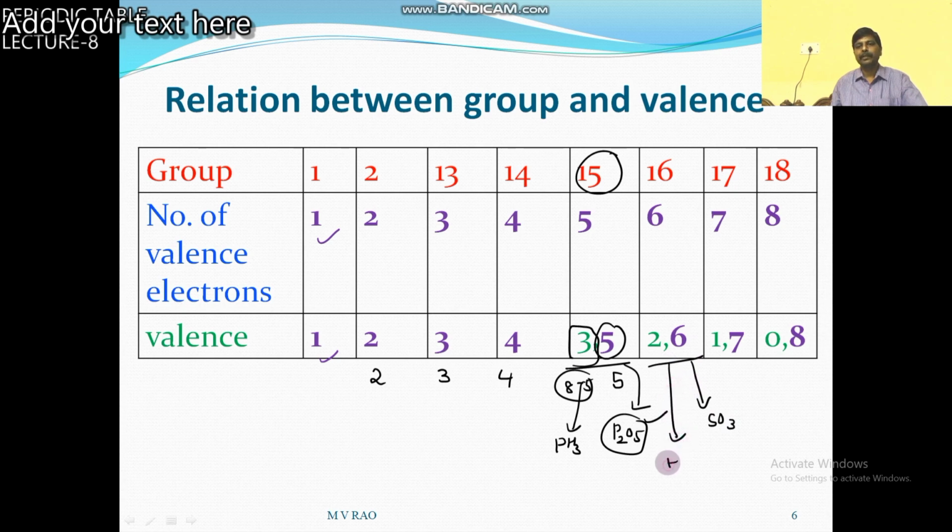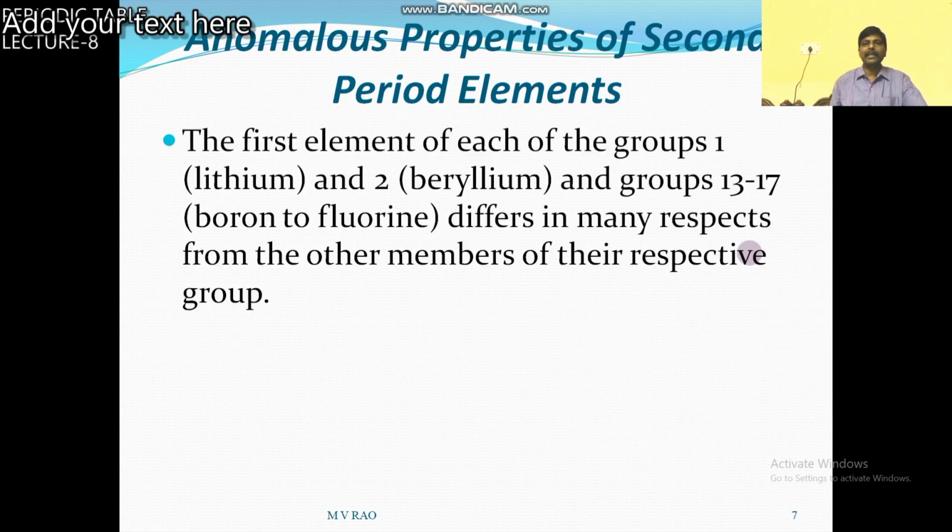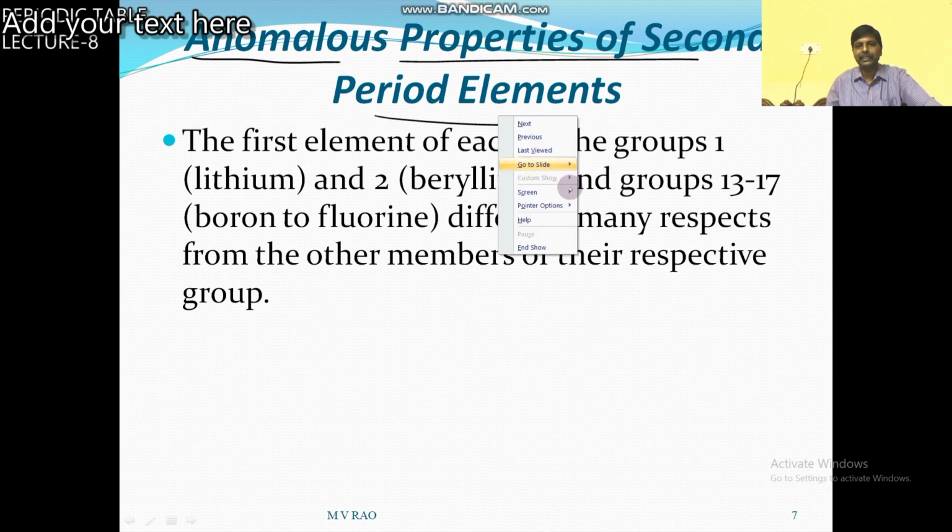Here, with respect to hydrogen, sulfur is 2. With respect to oxygen, 6. Here 7, 1, 0, 8 will be there. In an exceptional case, recently in XeO4, the valency of xenon is 8. In all other cases, it is 0 only. So, in a period, no change. Our next topic is anomalous properties of second period elements.